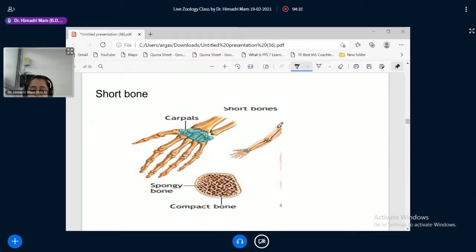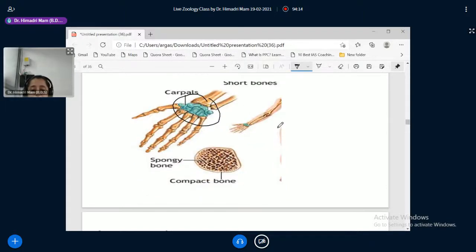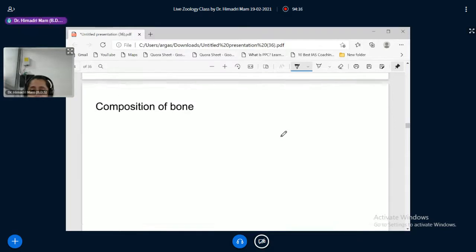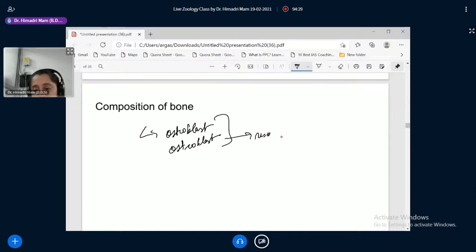And then we have the short bones. These are the carpals. They are in the hand, which have compact bone. The composition of bone I have told you. We have osteoblast, osteoclast. Okay, these are resorbing cells. These are forming cells. Right.